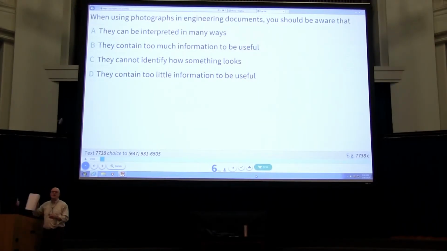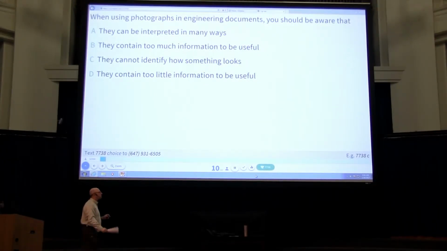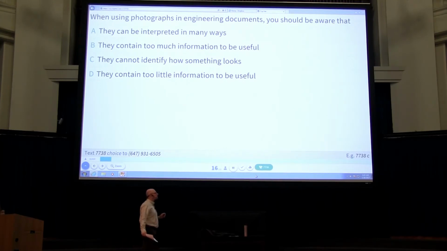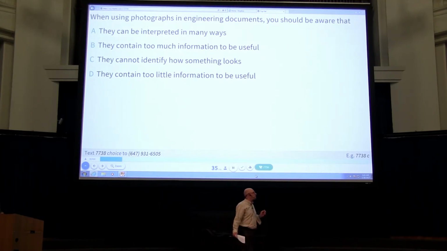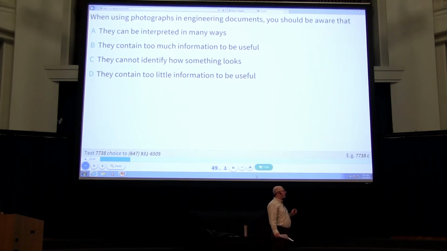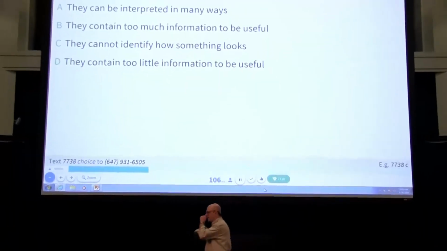Oh, good. This is images. Using photographs in engineering documents, you should be aware that they can be interpreted in many ways. They contain too much information to be useful. They cannot identify how something looks. They contain too little information to be useful.